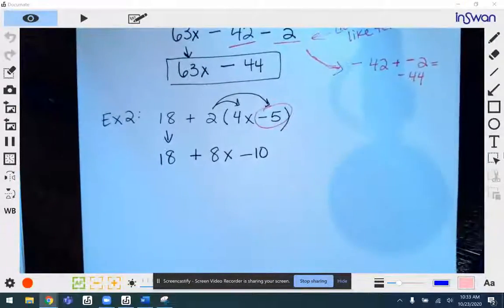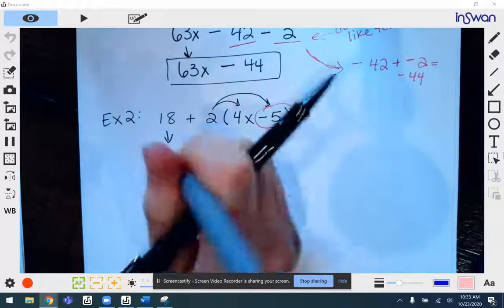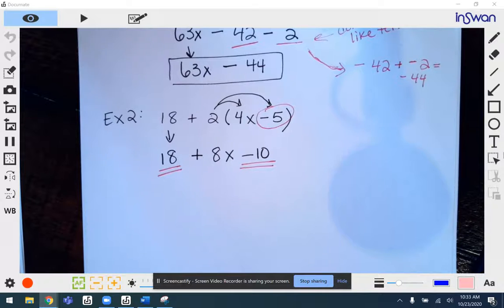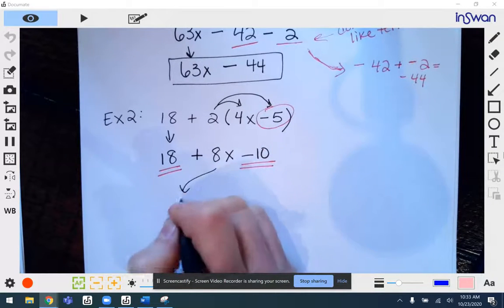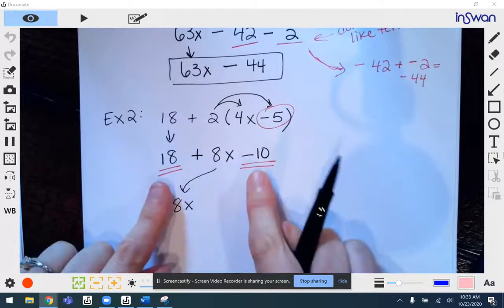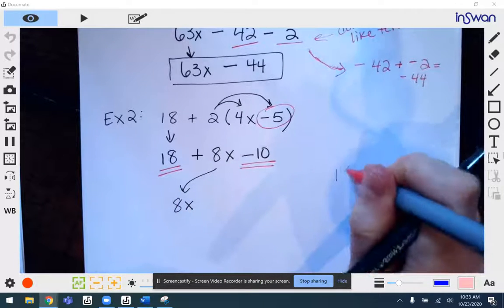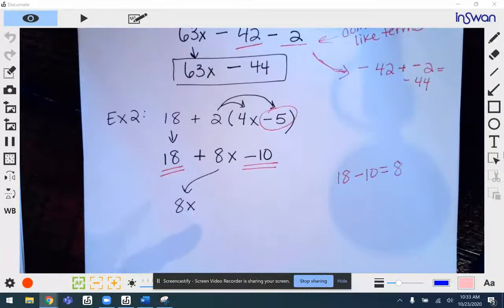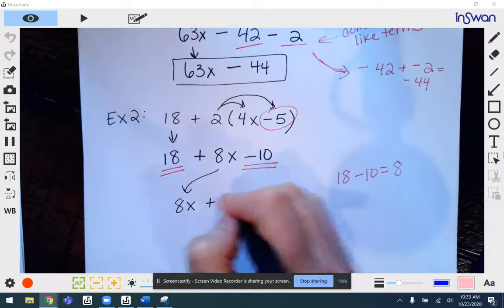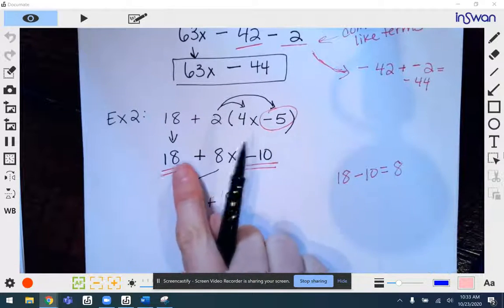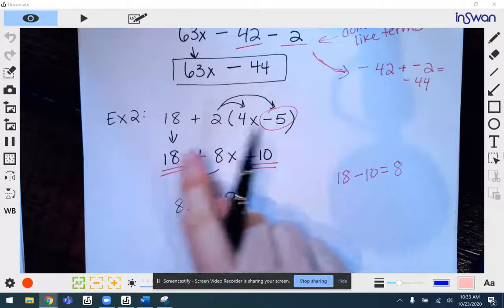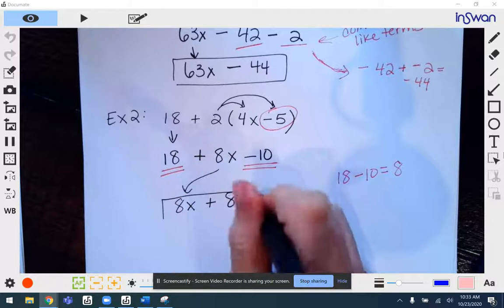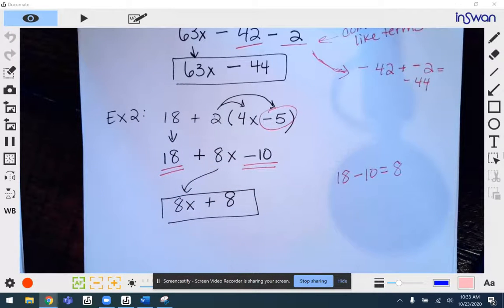So now I'm going to look for any like terms, and I see that 18 and negative 10 are both constants. So I'm going to bring my 8x down to the front, and then I'm going to put together 18 minus 10, which equals 8. So I would add 8 to that, because notice our terms are all added and subtracted together. So if we have a positive 8, that means we're adding 8. So that would be it for that one, okay?